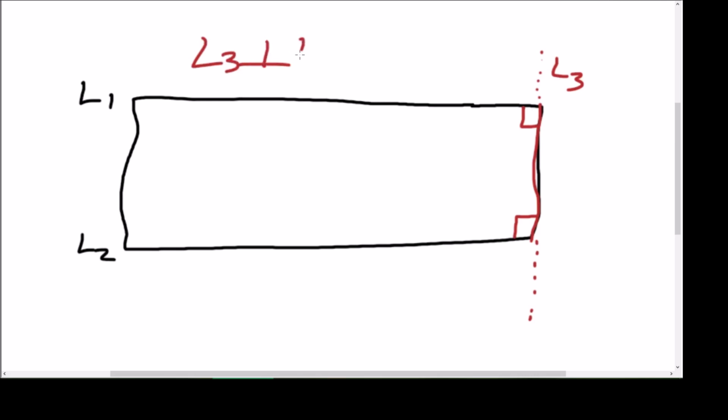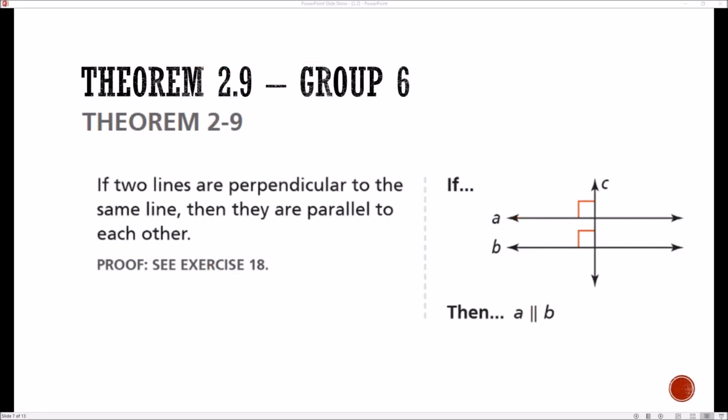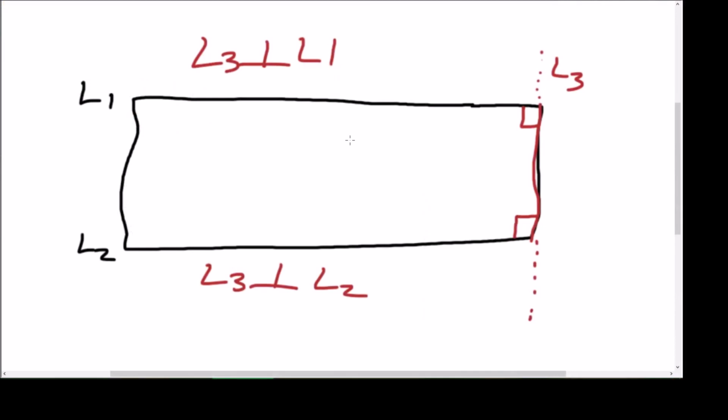This symbol is perpendicular. This also is showing you that line 3 is perpendicular to line 2. So by our theorem here, 2.9, if two lines are perpendicular to the same line, then they are parallel to each other. So looking at my keyboard, knowing that they meet at 90-degree angles here and here, that means that line 1 is parallel to line 2.